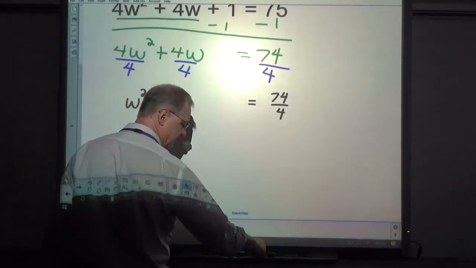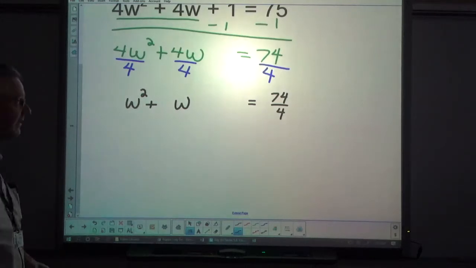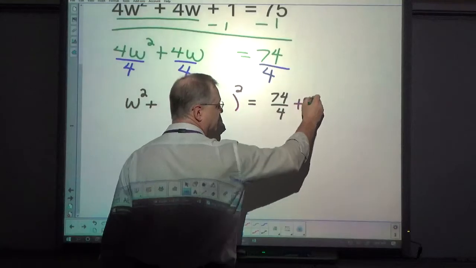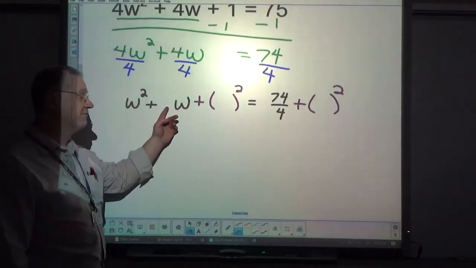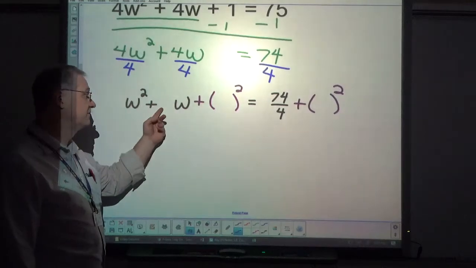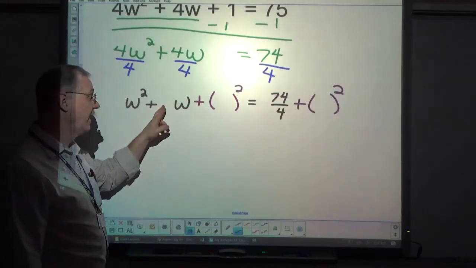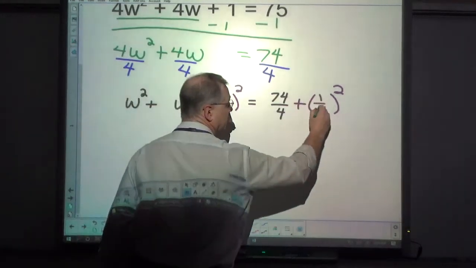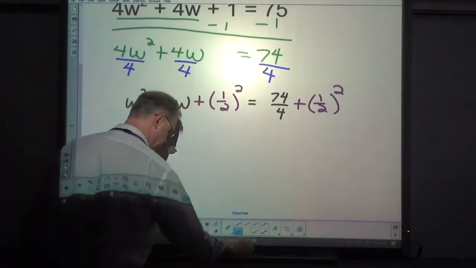All right, so now, step three, add half. So I'm going to add something squared to both sides. That's the first thing. I'm going to add half of the coefficient of the w, the variable to the first power term. Half of 1 is 1/2. I'm going to add half squared to both sides in this case.